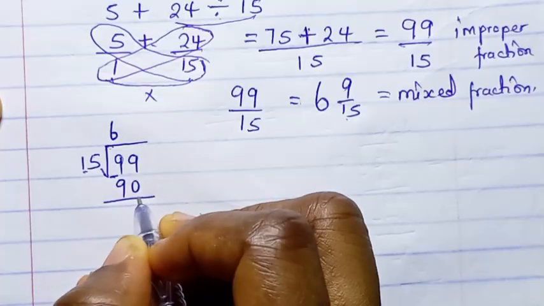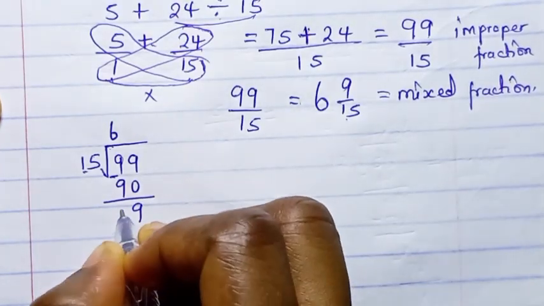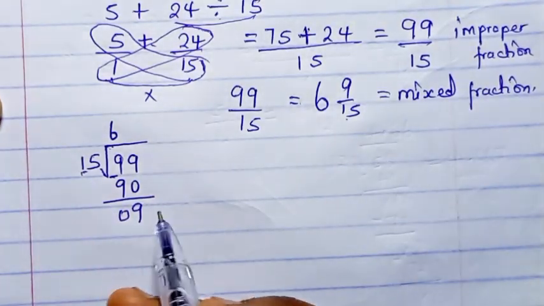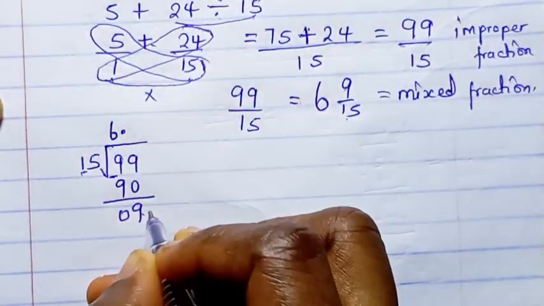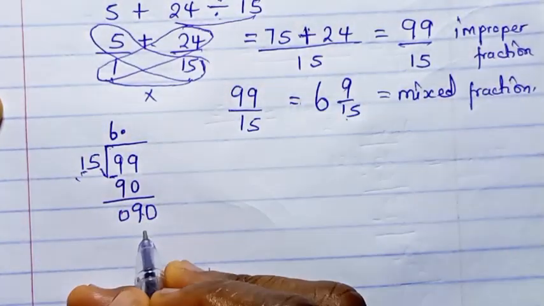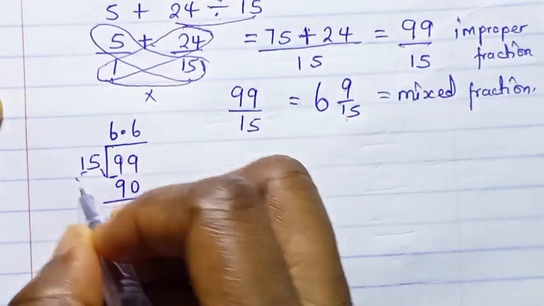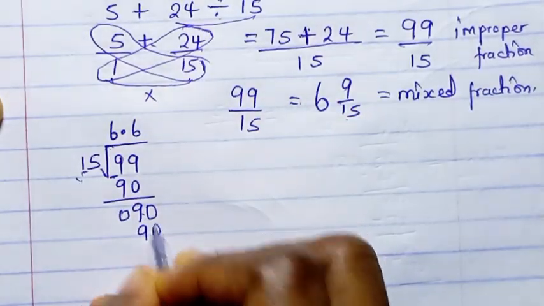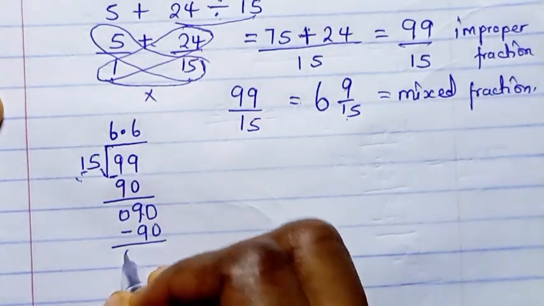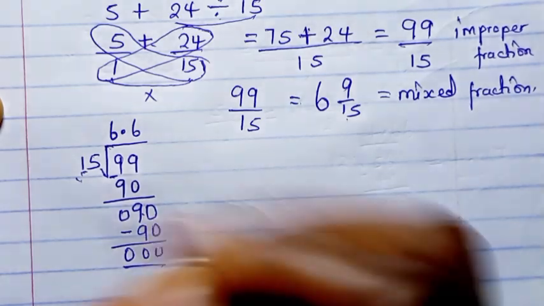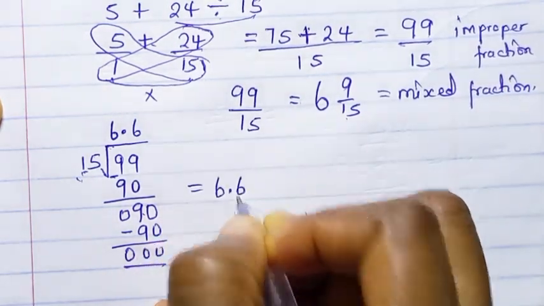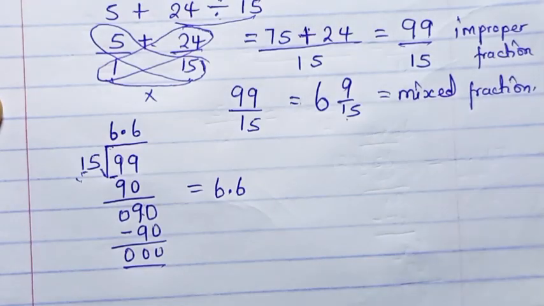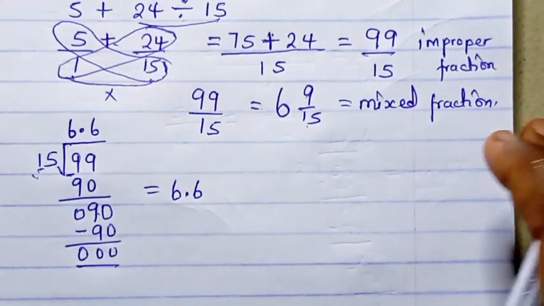Here is 9, here is 0. 15 cannot go into 9. So you put your point here and add 0. So 15 into 90 will give us 6. 15 times 6 will give us 90. When you subtract, you're going to have 0, 0, 0. So guys, our answer in decimal form is 6.6.